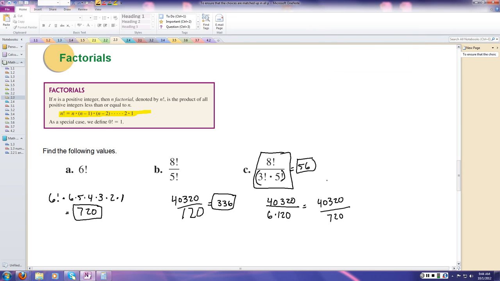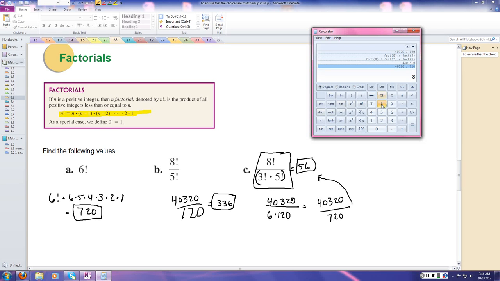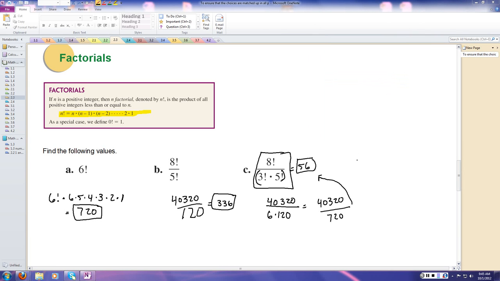So be careful the way you plug this in your calculator because sometimes people go up here and hit 8 factorial divided by 3 factorial times 5 factorial, and you can see that's way off. So be careful the way you plug it in your calculator.